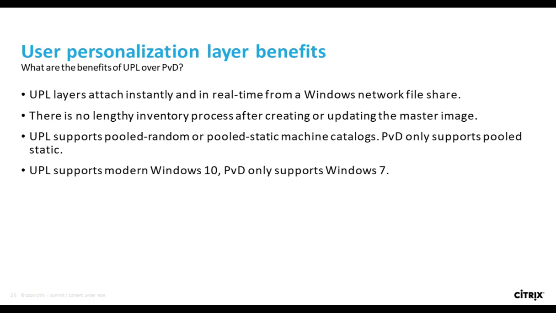So a few of the benefits of UPL over PVD. The UPL writable layers attach instantly and in real time from a Windows network share. And unlike with PVD, there's not a lengthy inventory process when creating or updating the master image. We also can support both pooled random and pooled static machine catalogs, where PVD only ever supported static. And as I mentioned, UPL can also support modern Windows 10 VDI, where PVD could only support Windows 7. So there are a lot of additional advantages.